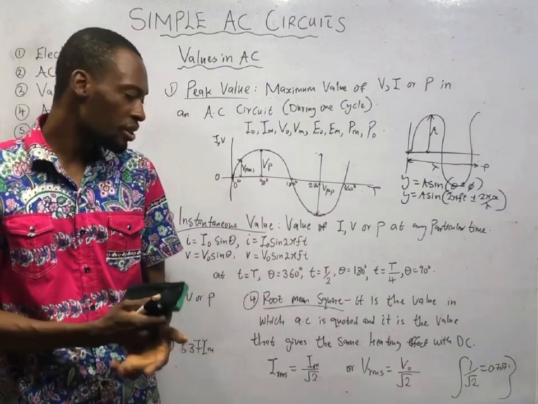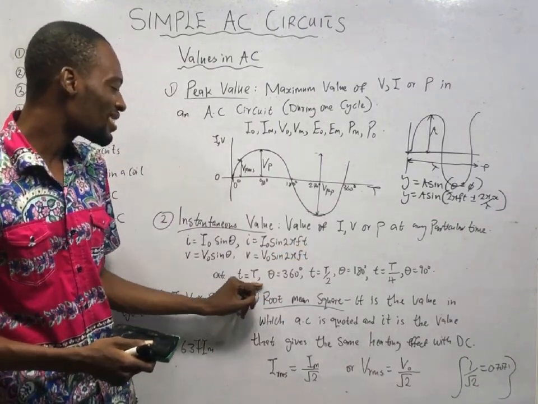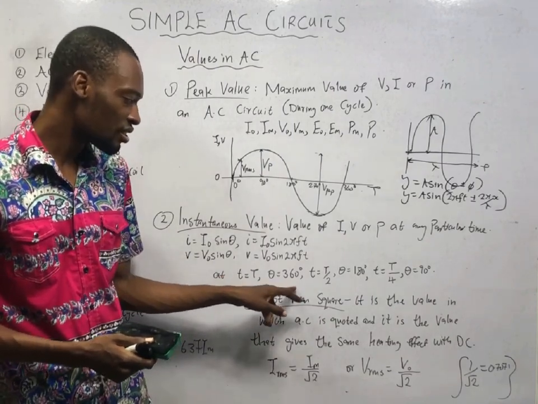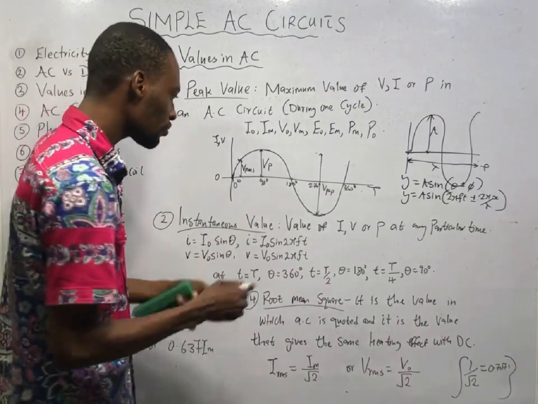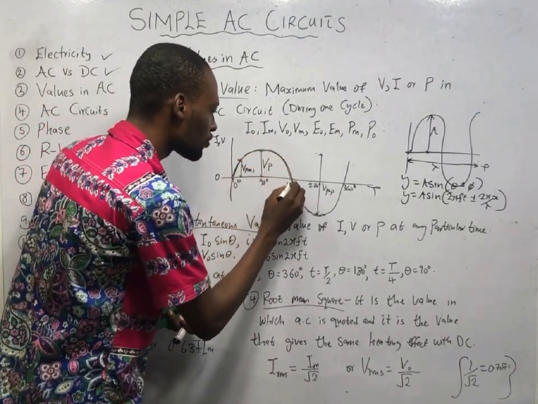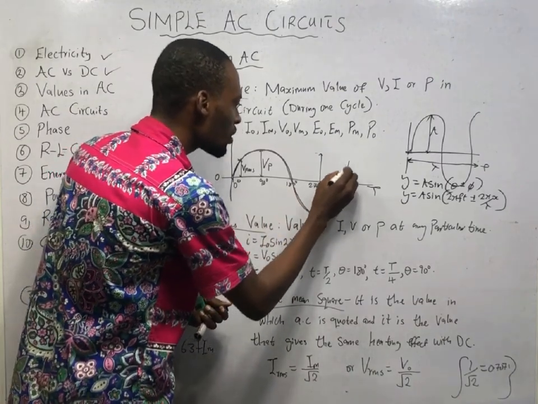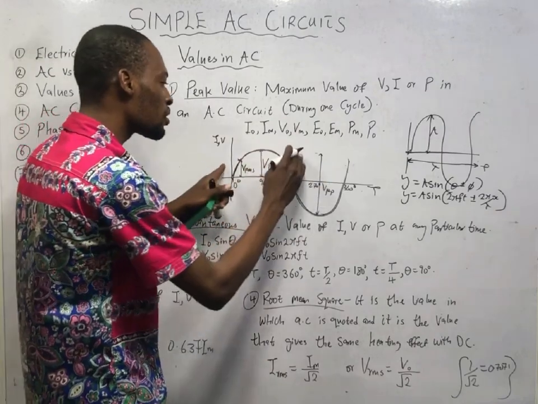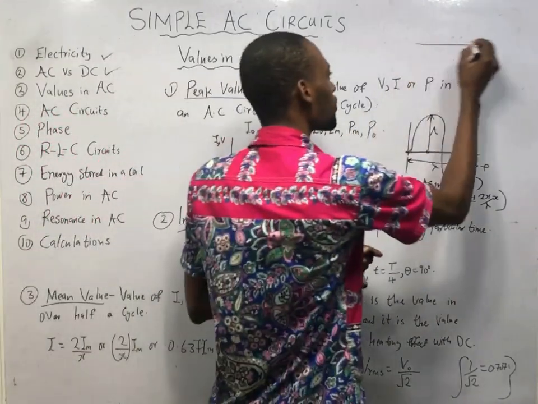Time it takes for a complete oscillation, that is period. So if time is the same thing as period, it means that the angle is 360 degrees. Look at something. This is a complete oscillation. One oscillation is 360 degrees. You see half here, half here. So the two halves make one complete oscillation, something like this.